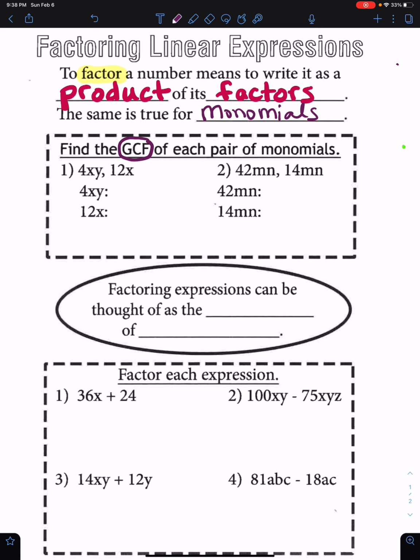When we're finding the greatest common factor of two monomials, first we are going to find all of the factors of the coefficients. If we start with this first term, we'll do 2 times 2. Those are the factors of 4. Then we put the variables next to it that we have in that term. For 12, the prime factorization is 2, 2, and 3.